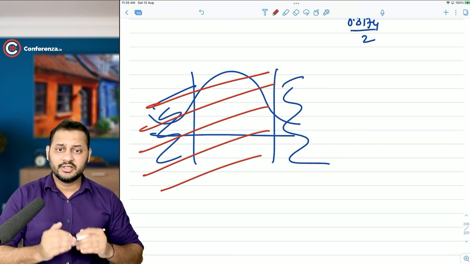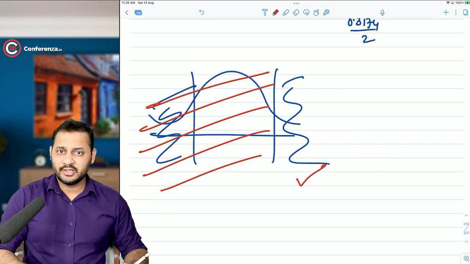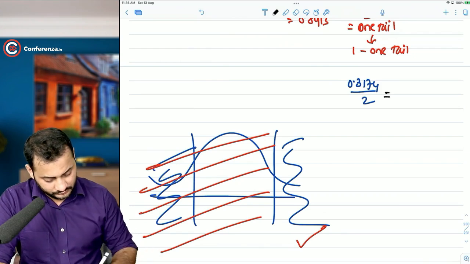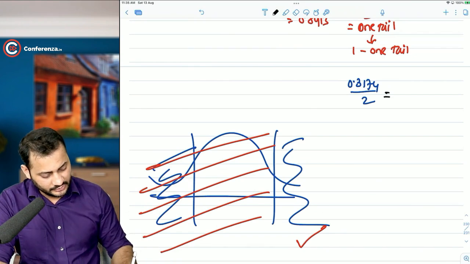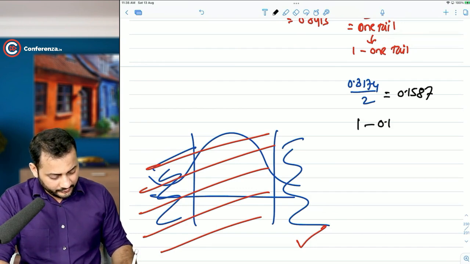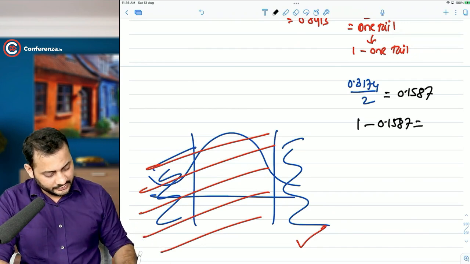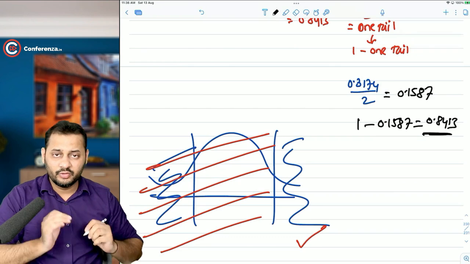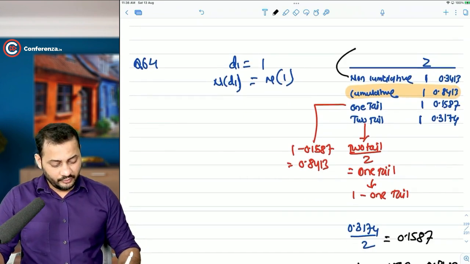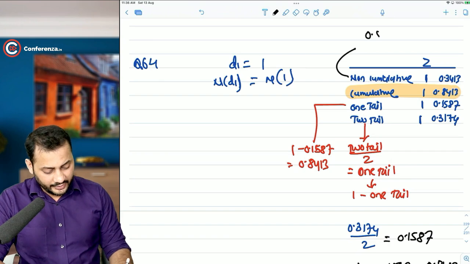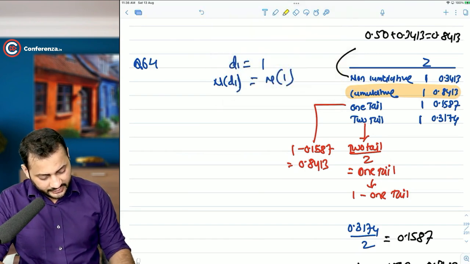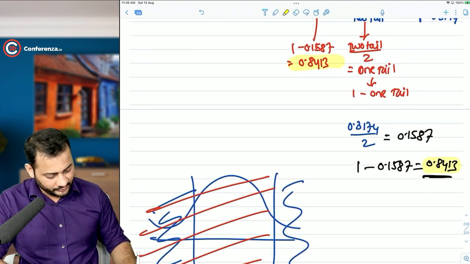So how to do that? First divide the two tail by 2 and you will reach this point, and then deduct this area from 1. So 0.3174 divided by 2 is 0.1587. Now you have converted the two tail into one tail, and then deduct that value 0.1587 from 1 to reach 0.8413. Ultimately, this is the only value that you have to keep in the equation. And if the non-cumulative value is given to you, simply add 0.5 to that value to reach 0.8413. So in all the parts, we need 0.8413.